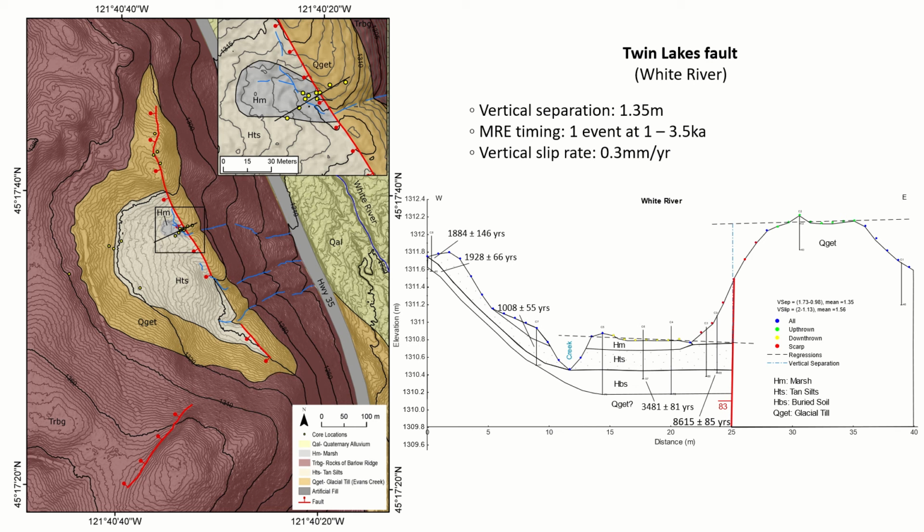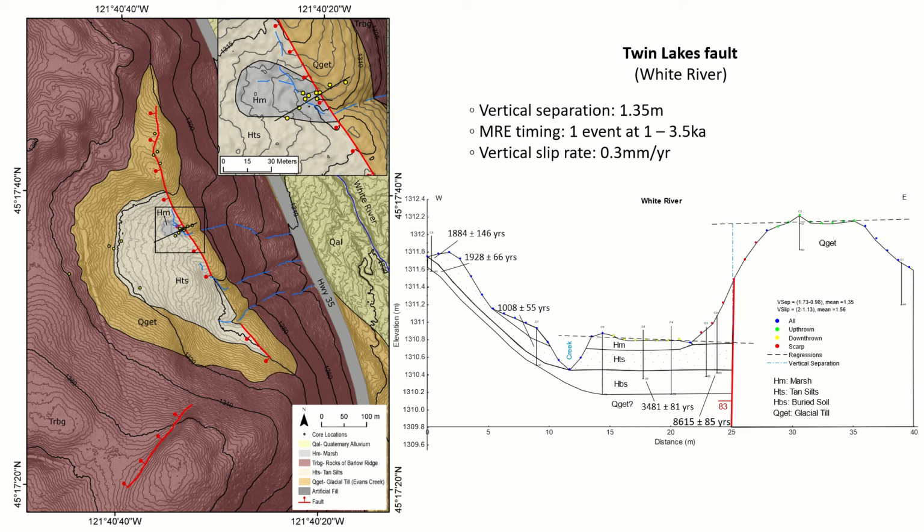This cross-section shows a ground surface, HBS, that was faulted and buried by a silty deposit, HTS. Preliminary C14 age dates suggest that the buried ground surface is 3,500 years old and the overlying silty deposit is 1,000 years old. MRE timing at this site occurred between 3,500 years and 1,000 years ago. The vertical separation of the ground surface here is 1.35 meters. I calculate a vertical slip rate of 0.3 millimeters a year at this site.